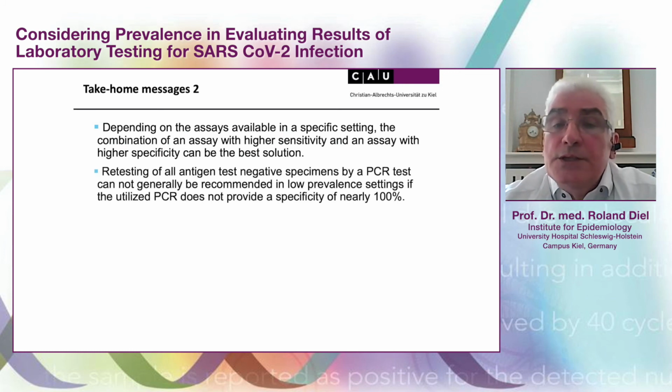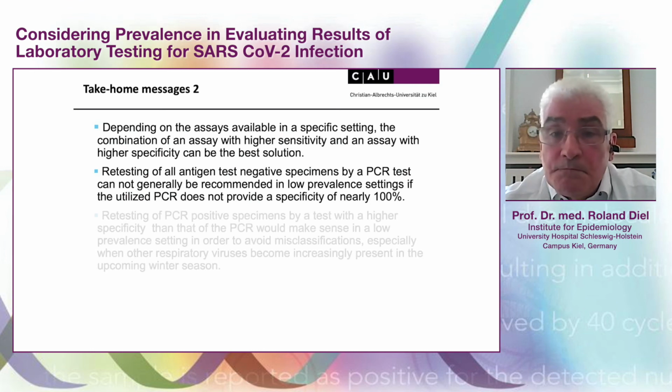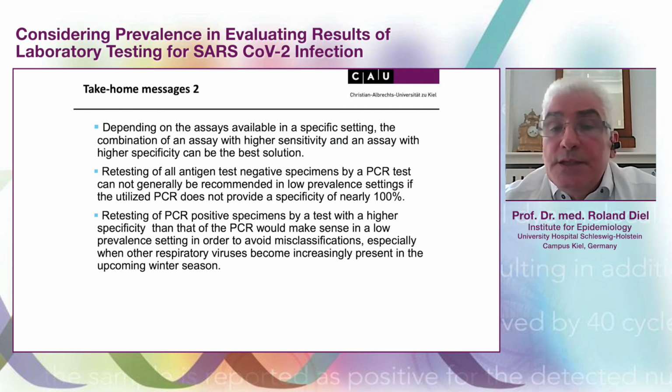Retesting of all antigen test negative specimens by a PCR test cannot generally be recommended in low prevalence settings if the utilized PCR does not provide a specificity of nearly 100%. Retesting of PCR positive specimens by a test with a higher specificity than that of the PCR would make sense in a low prevalence setting in order to avoid misclassifications, especially when other respiratory viruses become increasingly present in the upcoming winter season.